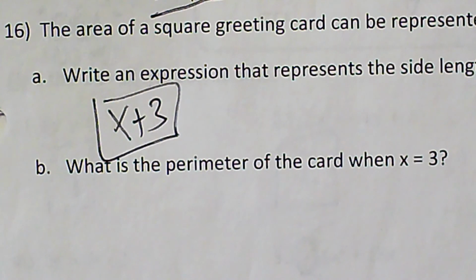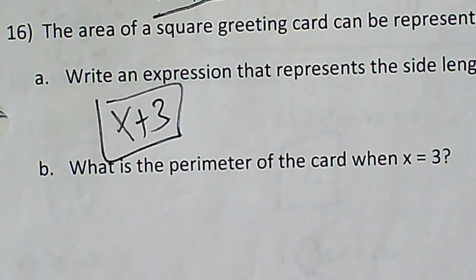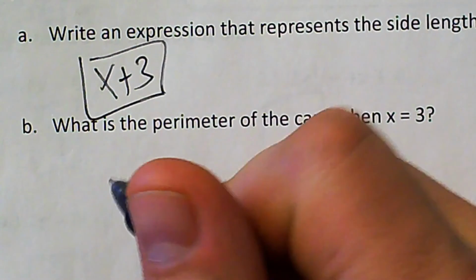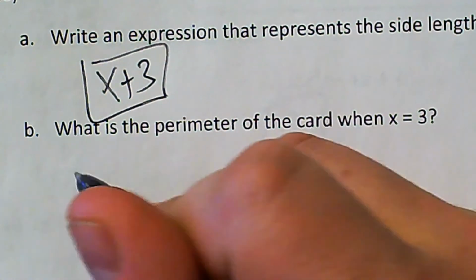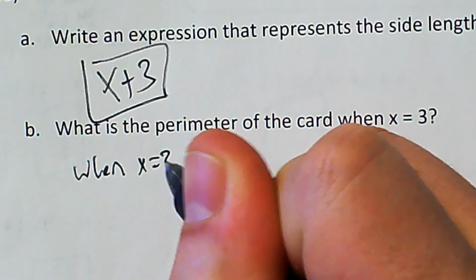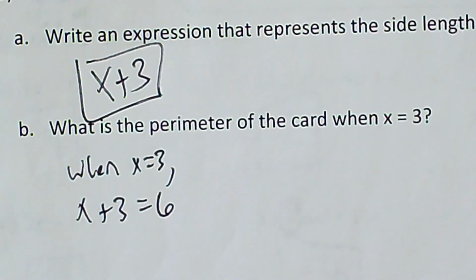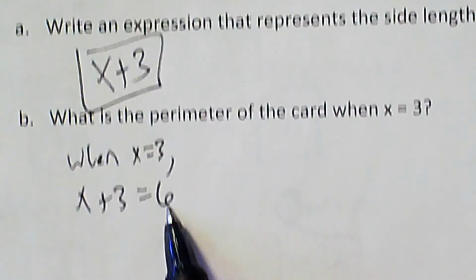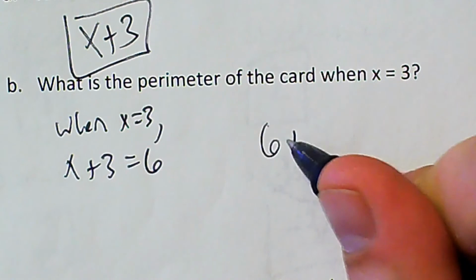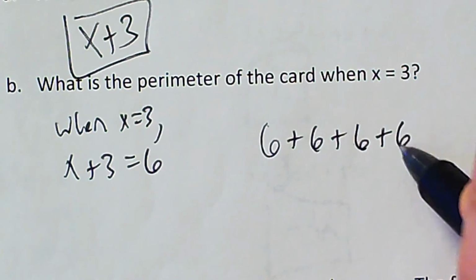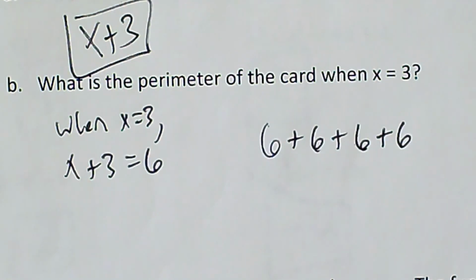Part B says, what's the perimeter when x equals 3? Well, if x equals 3, what's the length of the side? 6. Okay, so when x is 3, x plus 3 equals 6. Right, so that's the length of the side. And if there are 4 sides, 6 plus 6 plus 6 plus 6, we get 24.